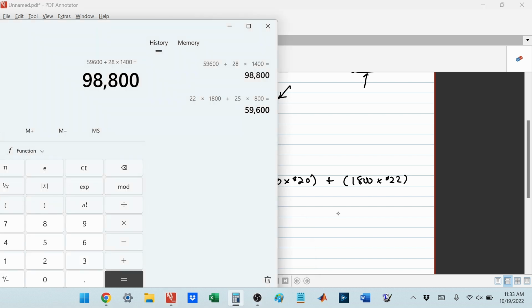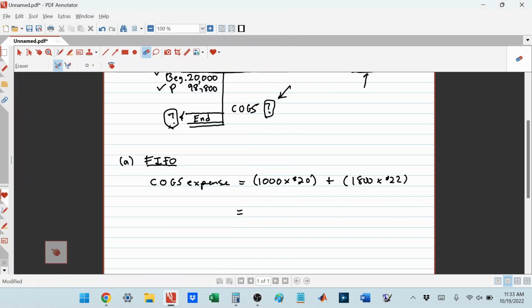So we can quickly compute here. We have $20,000 plus 1,800 times 22. Keep track of order of operations here. My calculator remembers order of operations. It knows to multiply 1,800 by 22 before adding 20,000. But make sure that you keep track of that, because that can throw off your calculations. So the FIFO COGS, 59,600.